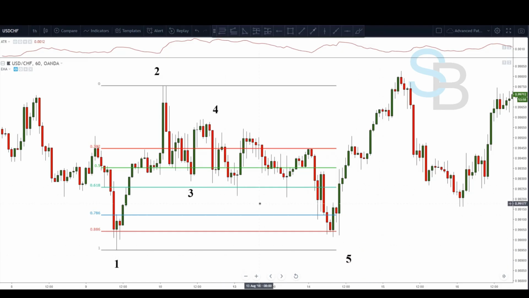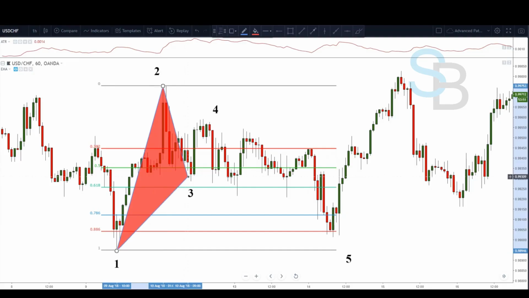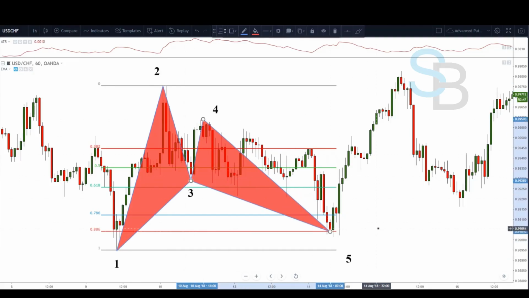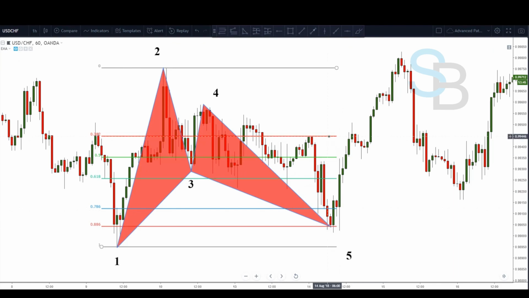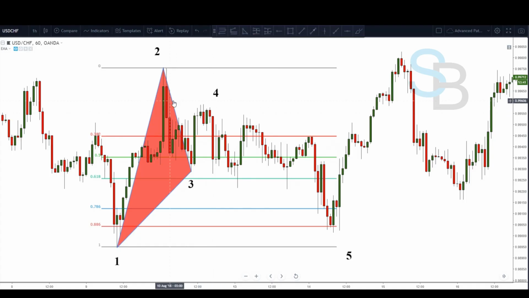Now, the reason I picked this one, let's go ahead and draw it out so I can show you what it would look like. It's going to look something like this: 1 to 2, 2 to 3, 3 to 4, and 4 to 5. Now, I picked this pattern specifically for a reason, because if I leave the Fibonacci's on there, I'm going to go ahead and delete the pattern itself.